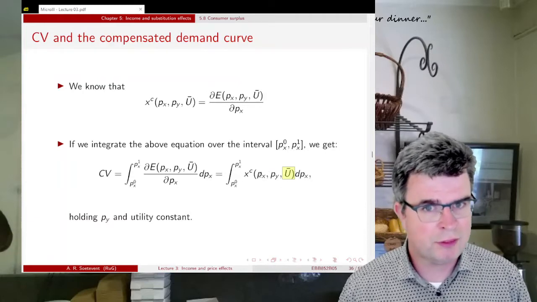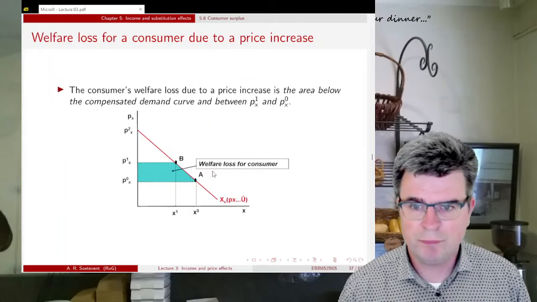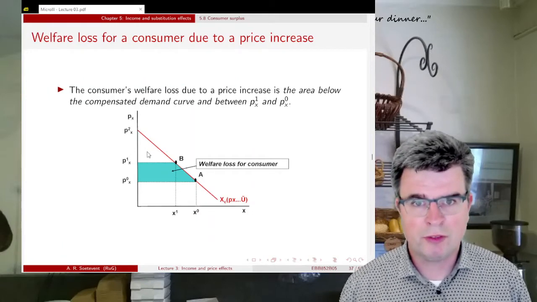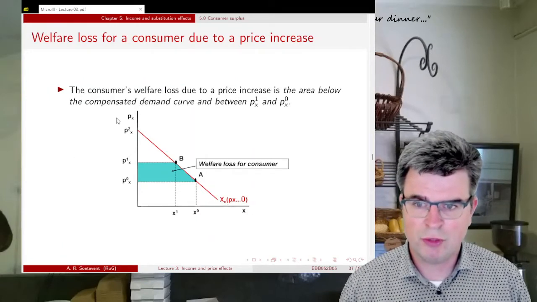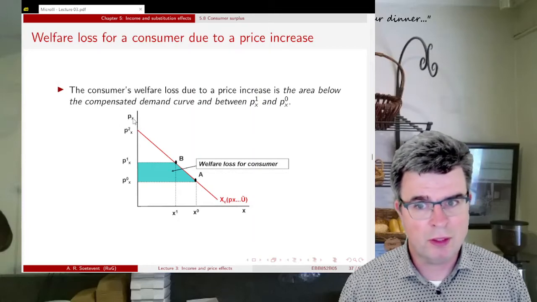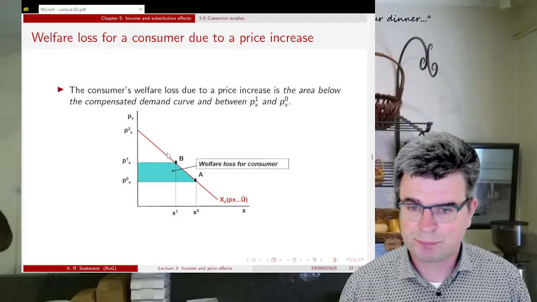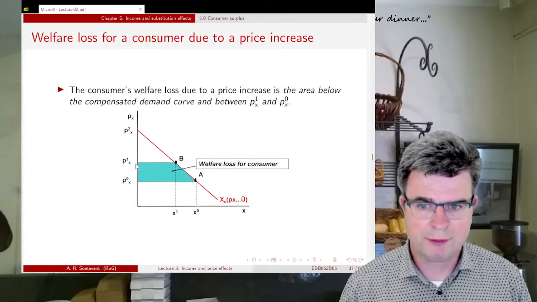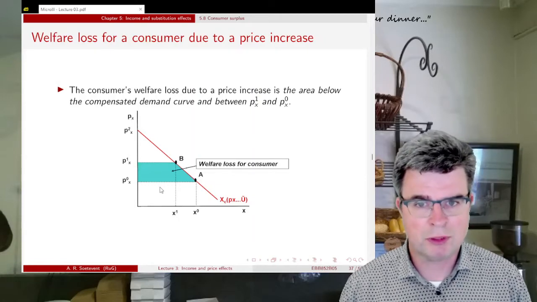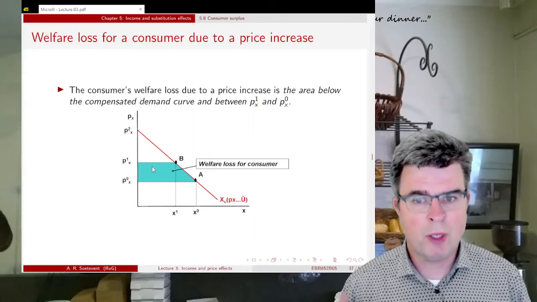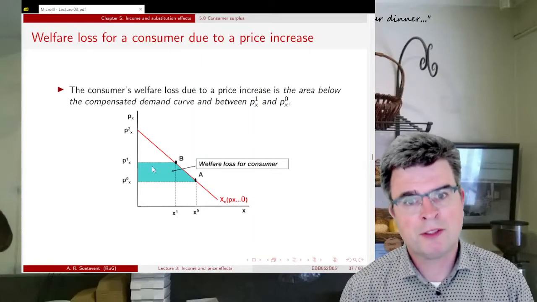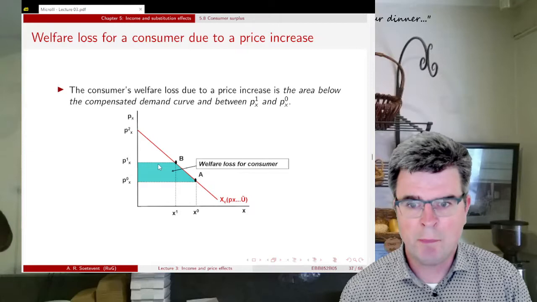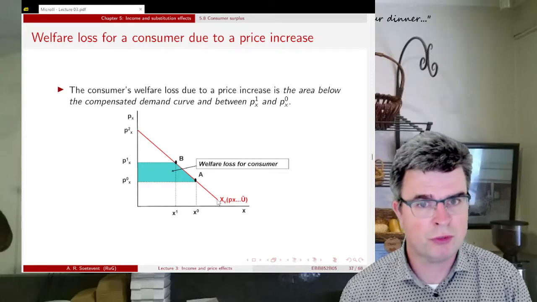Now graphically this integration looks as follows. So this is our function. It's a function of the price Px, and because we're economists we always flip the axis. So we have x as a function of Px, and we put the variable Px on the y-axis. And then we integrate over the old price to the new price. And this gives us then the compensating variation. So it's the welfare loss to the consumer caused by a price increase from P0 to P1. And it's identical to this blue area below the compensated demand curve, because that's the function that we use here.